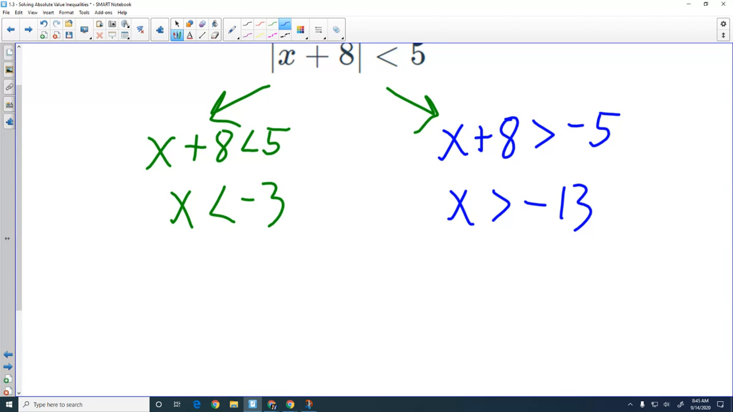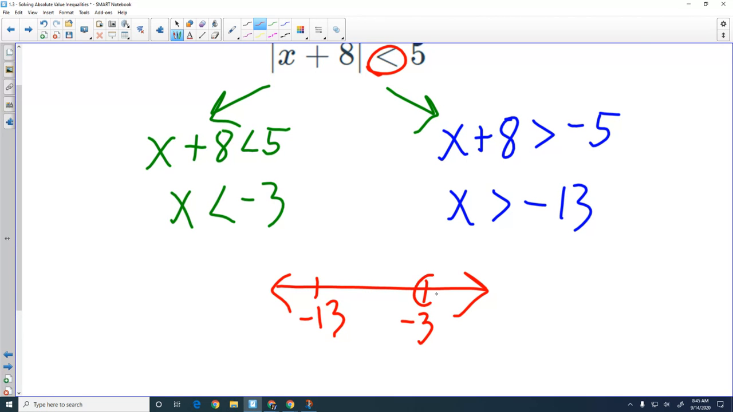So we're going to use those symbols I showed you back on one of the earlier slides, either with that union symbol or the word or, or that three-part compound inequality. Now in this situation, I can see based on this inequality that it's going to be an and, so I can do that three-part inequality because x is greater than negative 13 and x is less than negative 3. So I know that it's this bridge in between the two.